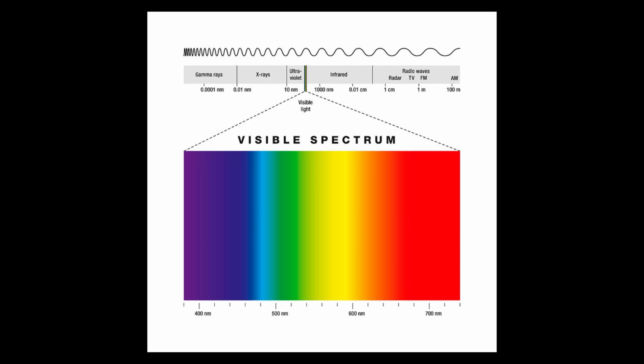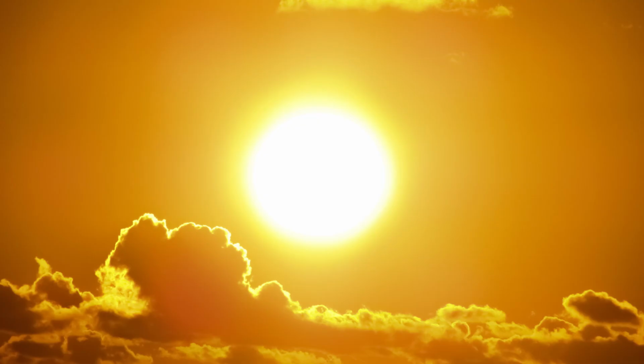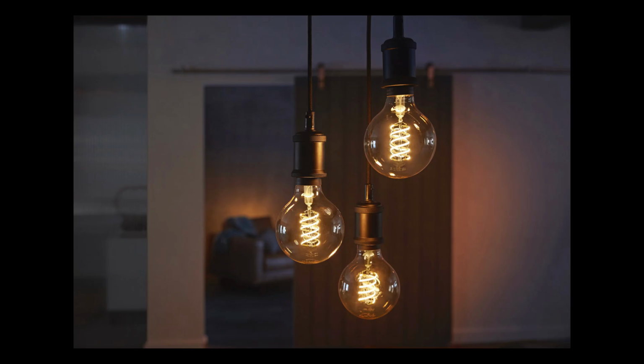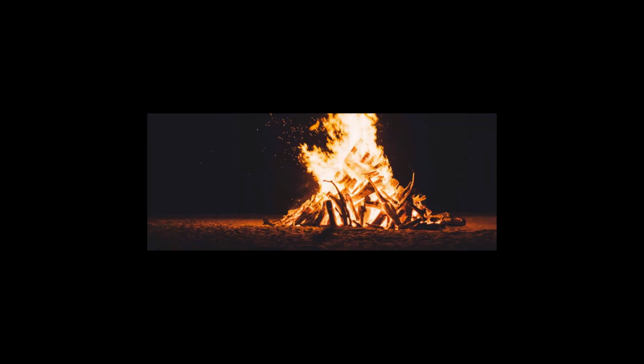The human eye responds to only a very narrow section of the electromagnetic spectrum, which we refer to as visible light. There are many sources of visible light, but the most obvious is any hot object, which could be the sun, or an electric light, or a bonfire, for example. Any very hot object will emit visible light.